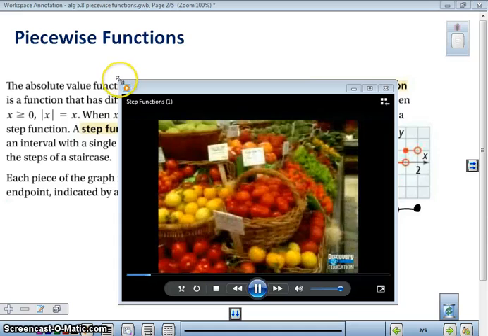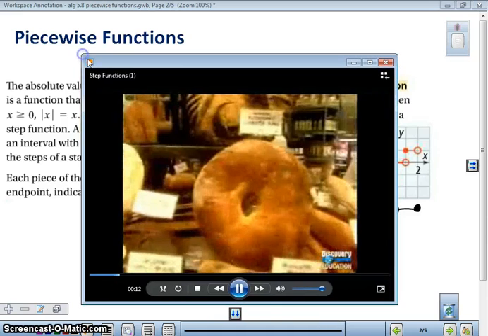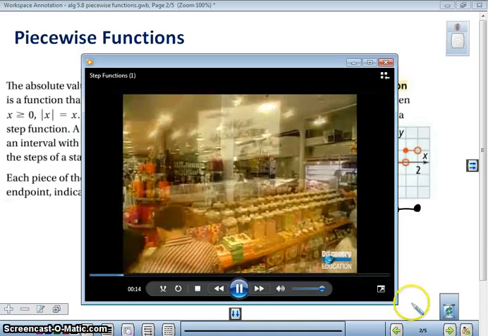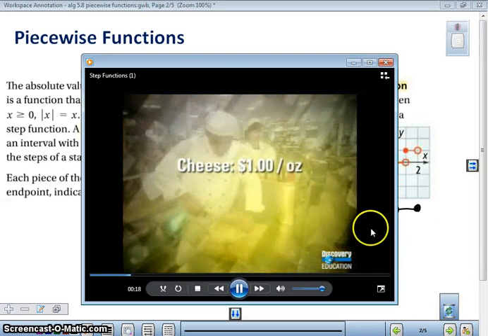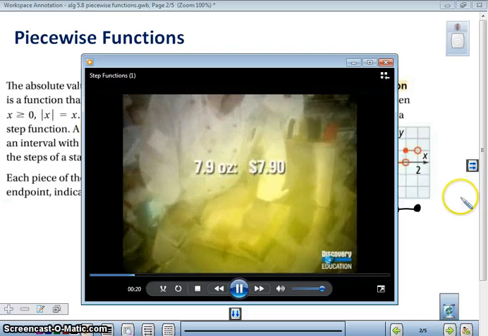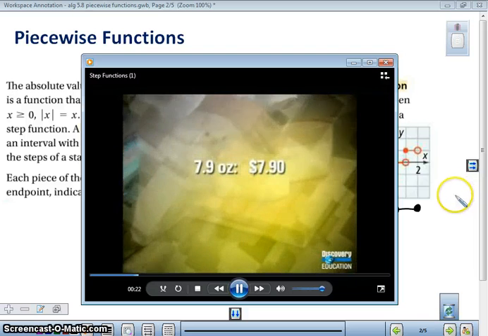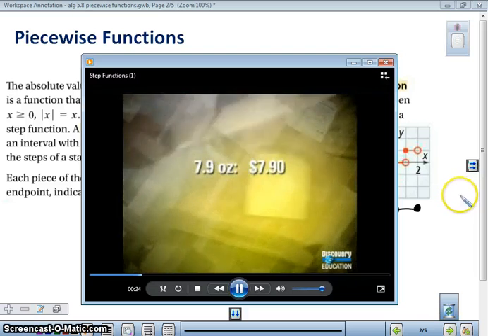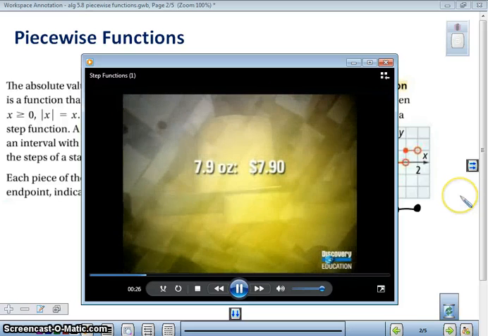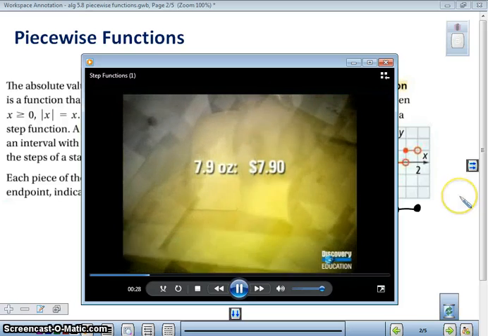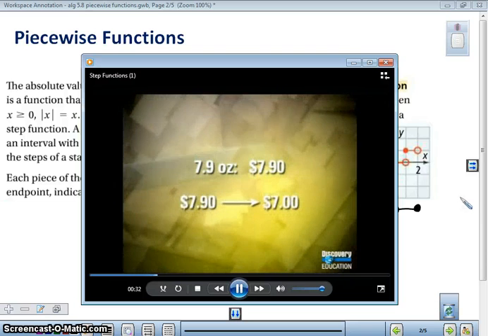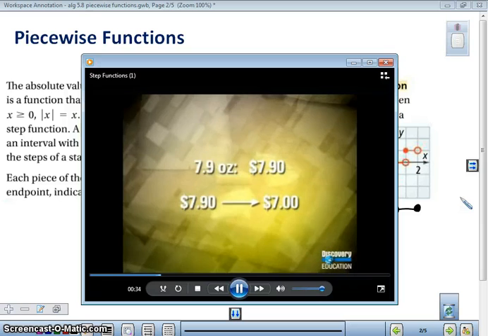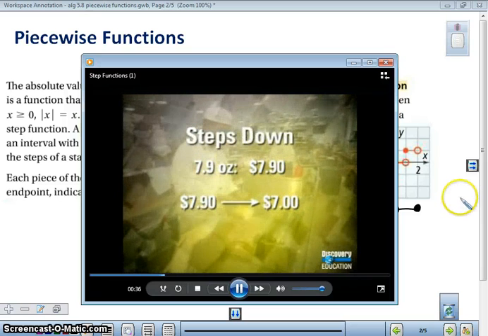The grocery store is full of delicious treats. This imported cheese costs $1 per ounce. If you wanted 7.9 ounces, you expect to pay $7.90. But suppose it's your lucky day. The supermarket is charging for only every full ounce. You pay $7. 9/10 of an ounce is free. Here the price steps down to the next lower dollar amount.